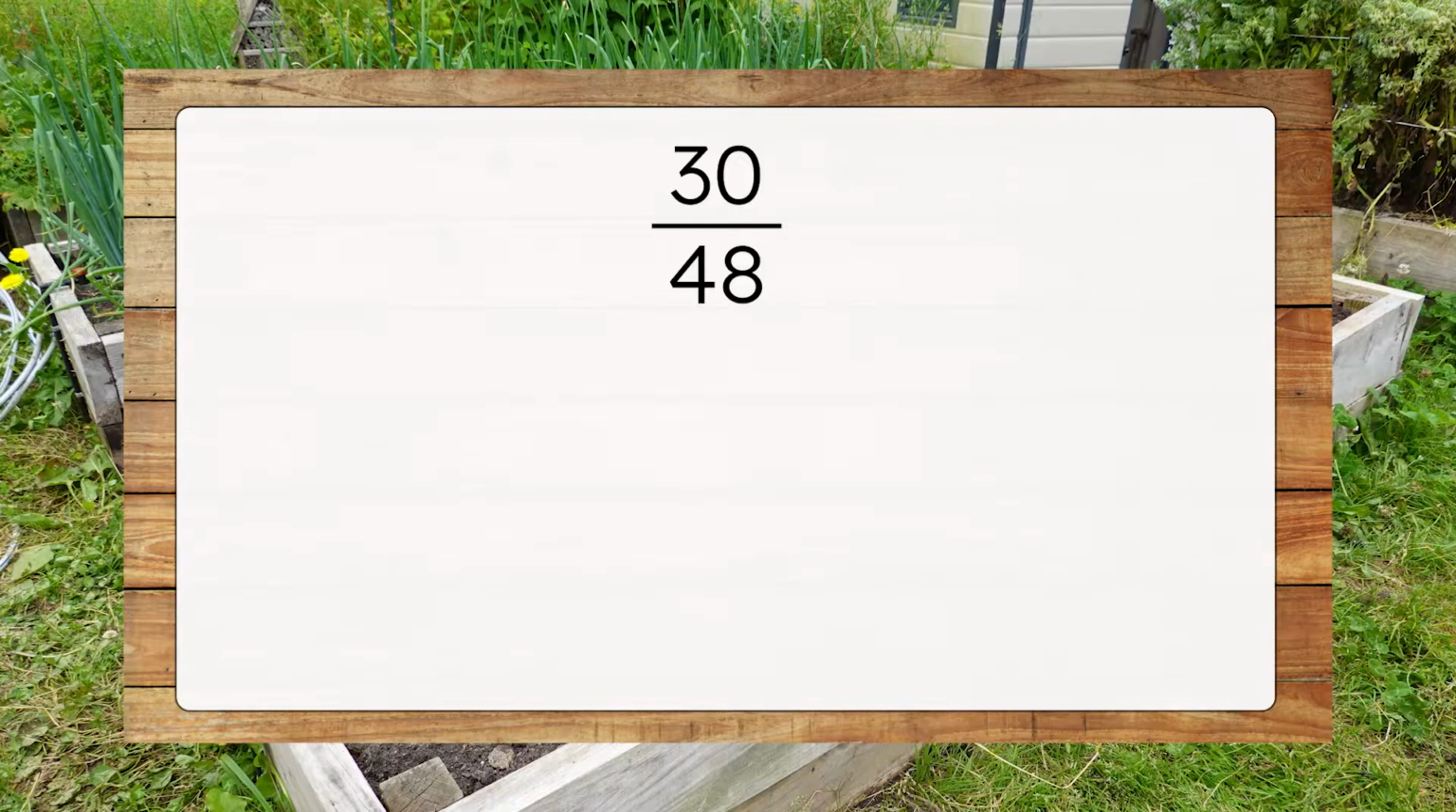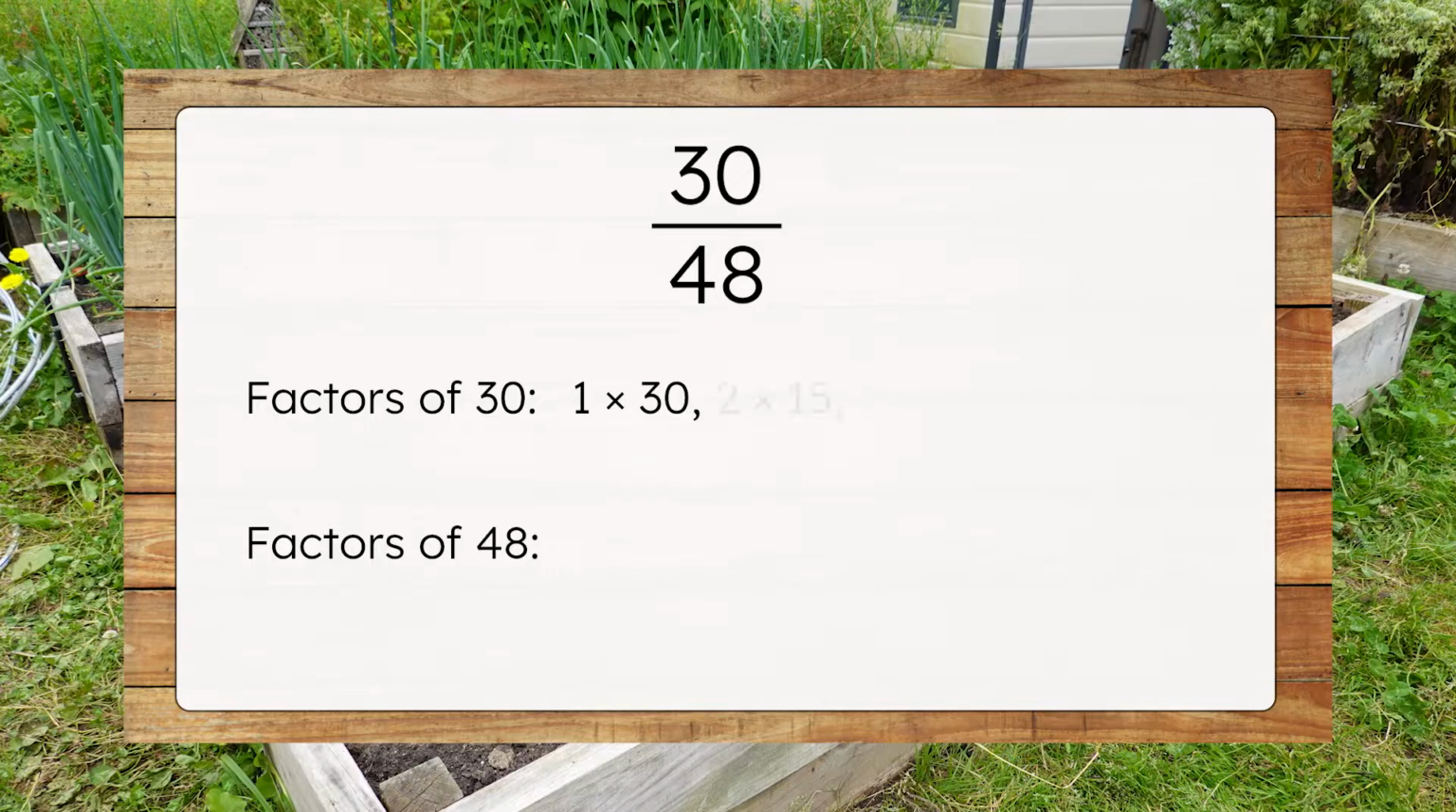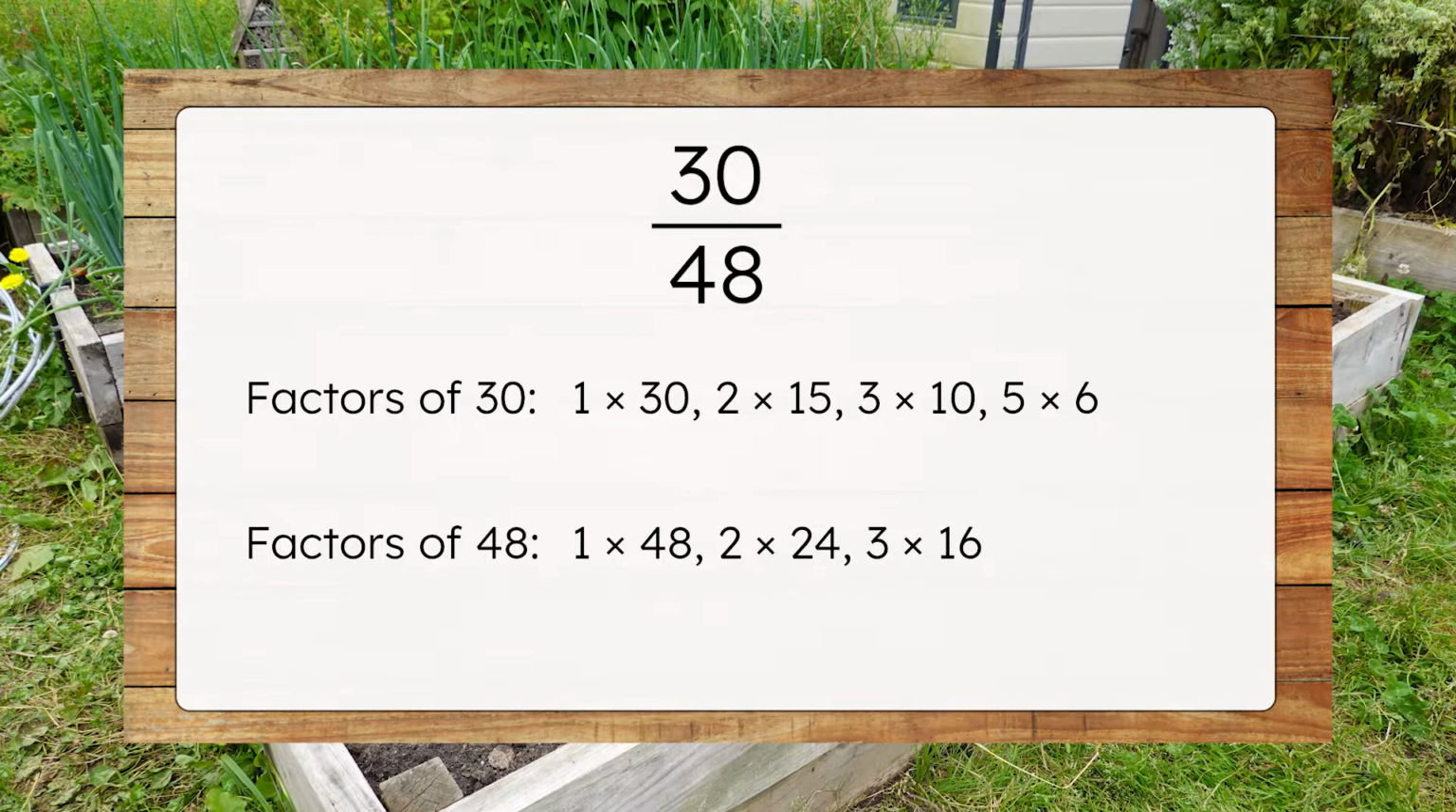Let's list out the factors of 30 and 48. Remember, factors are all the numbers that multiply together to make another whole number. So this can help us figure out which numbers 30 and 48 are divisible by. For 30, we have 1 times 30, 2 times 15, 3 times 10, and 5 times 6. And some of 48's factors are 1 times 48, 2 times 24, and 3 times 16.